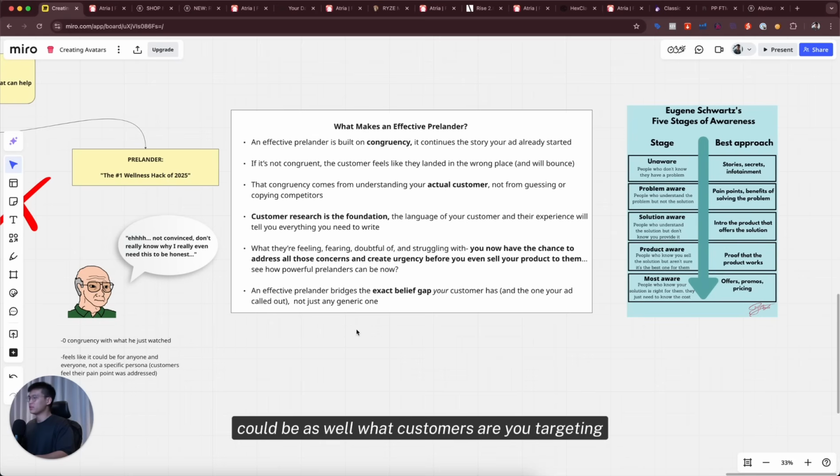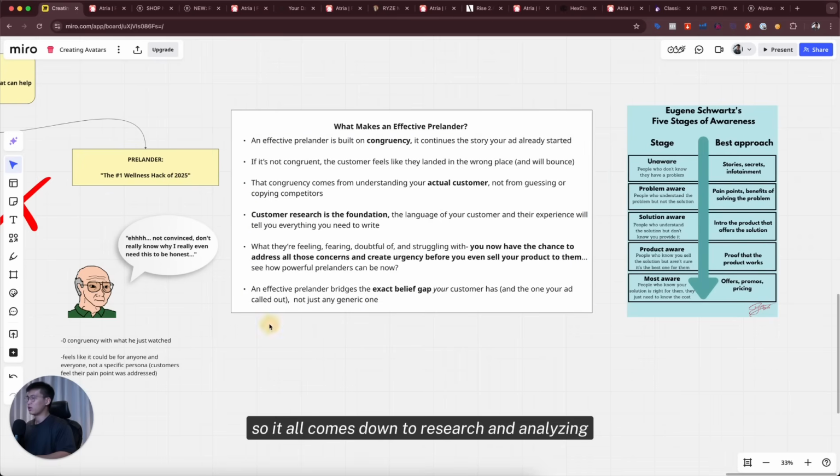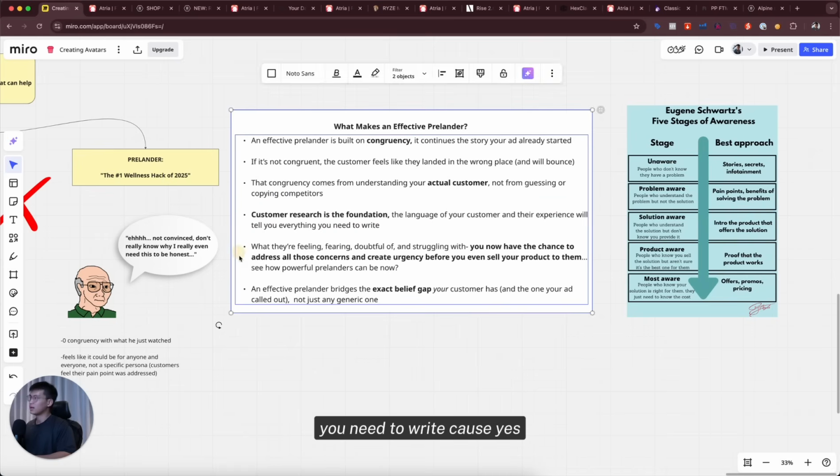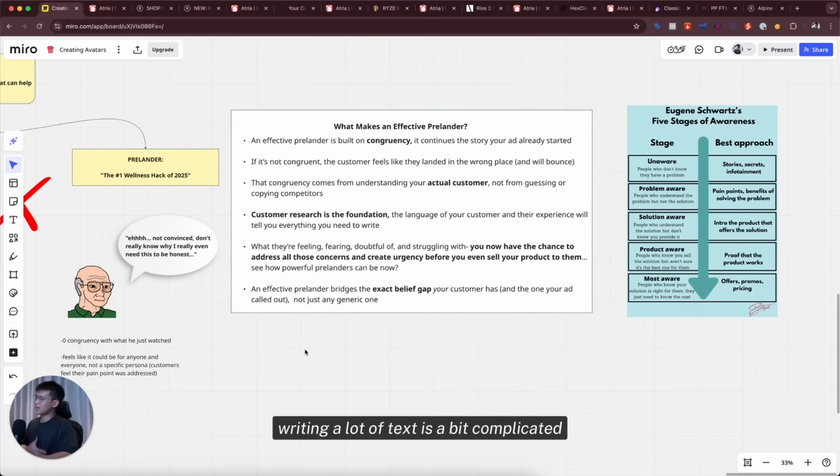What customers are you targeting? What desires are you targeting? Create a landing page specifically meant for that. So it all comes down to research and analyzing what is working well for your current ad. There's a language with customers, and their experience will tell you everything you need to write. Because yes, writing a lot of text is a bit complicated. What do you actually put inside? It's everything the customer tells you.